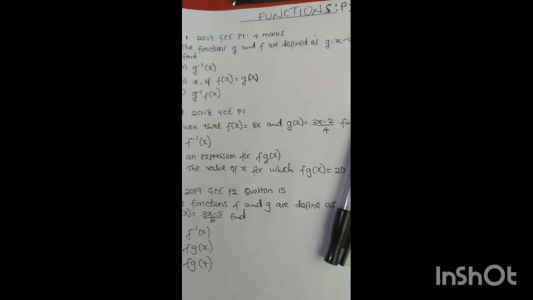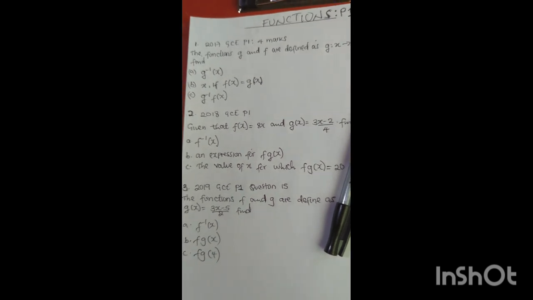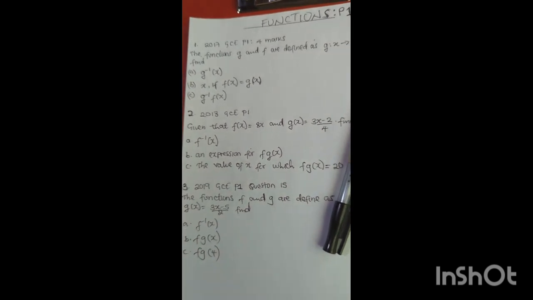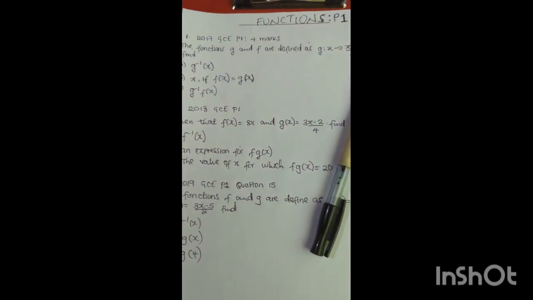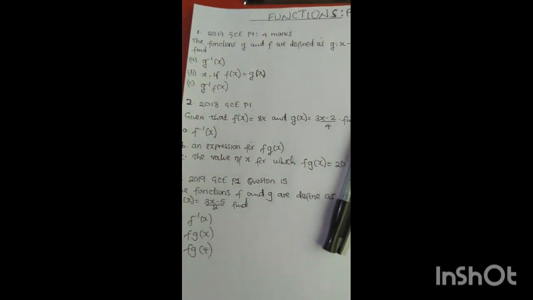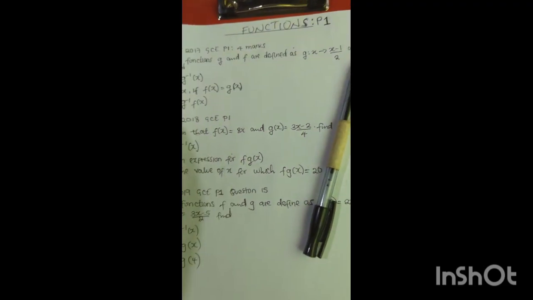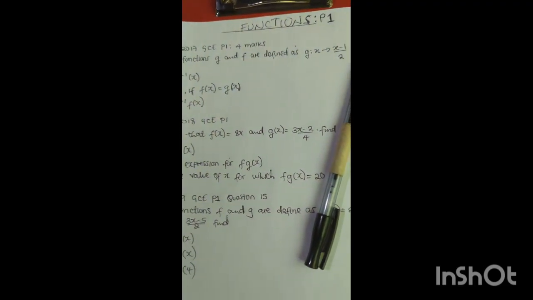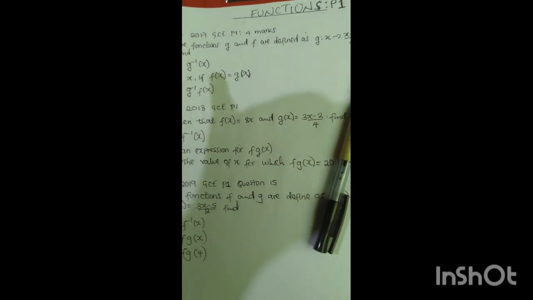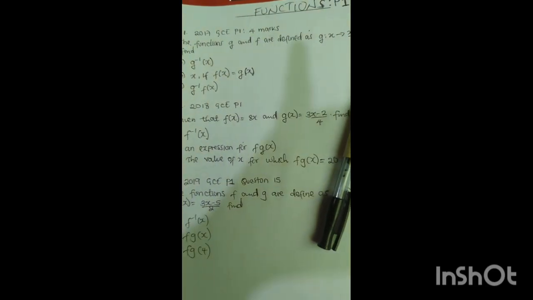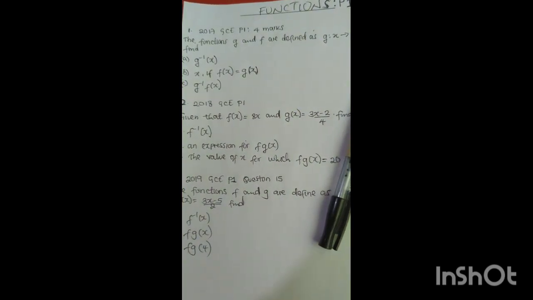The third one is they would ask you to find the value given that a certain composite function is equal to 20 or any other number, or they can just ask you to find the value of x if 2 functions are equated. So the 3 things you need to know are finding the inverse and calculating the composite function. If you know this, then the third question will not be hard.